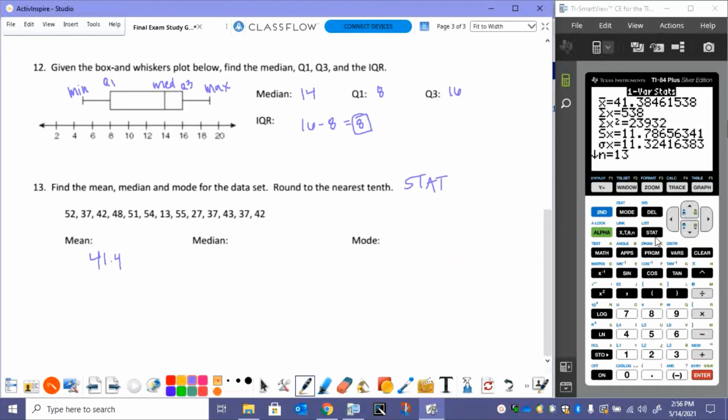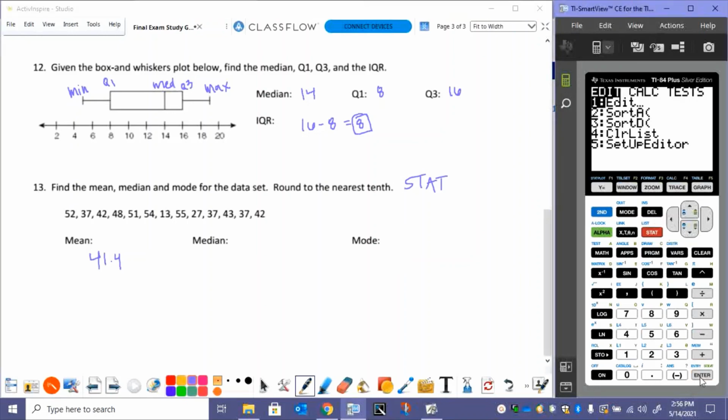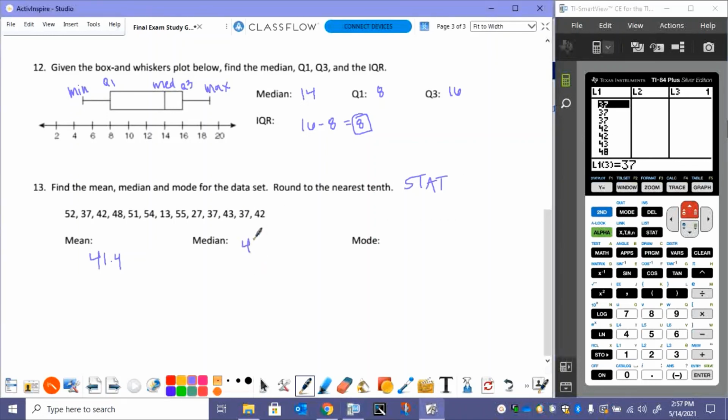All right, our median is going to be that number in the middle, so you can go back and look at your list. Counting how many numbers we have, 1, 2, 3, 13. So it's going to be that 42 right there. Remember, the median is that number in the middle.